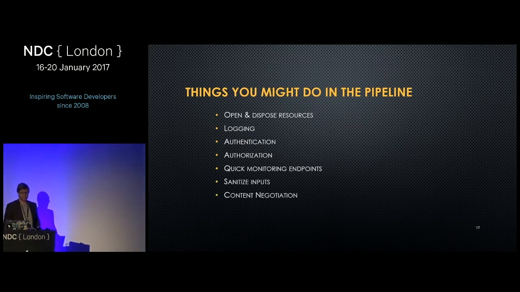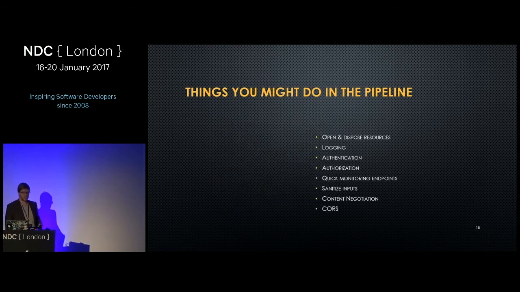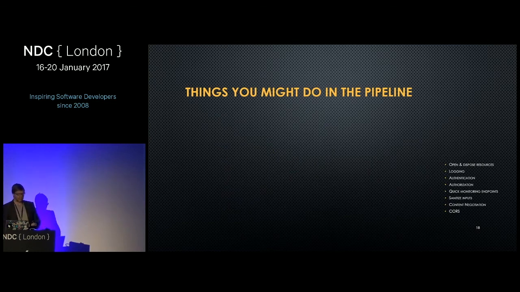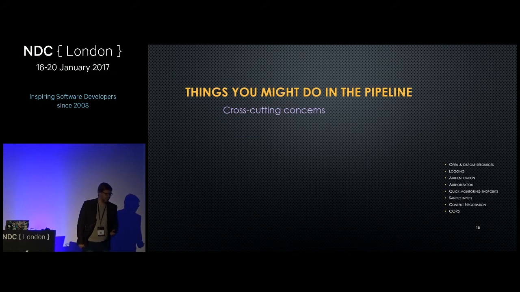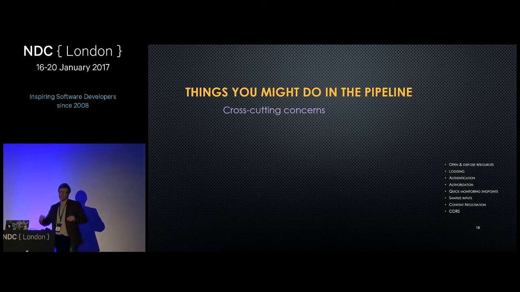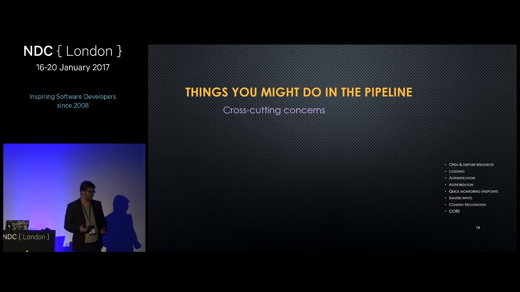You could sanitize inputs. You could do content negotiation. You could do CORS. You can do a lot of stuff in these pieces of middleware. And the overarching theme here is that these are cross-cutting concerns in some sense or the other. They cut across the business logic. They're not really business logic, and they cut across many of our services.